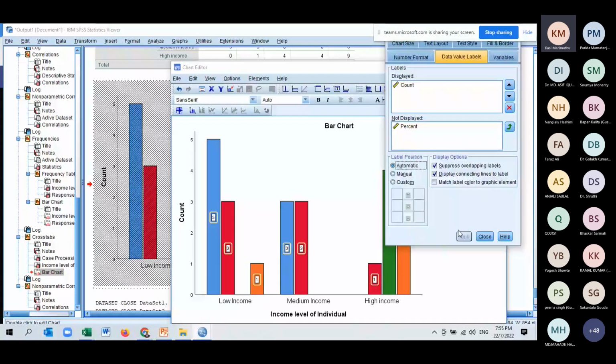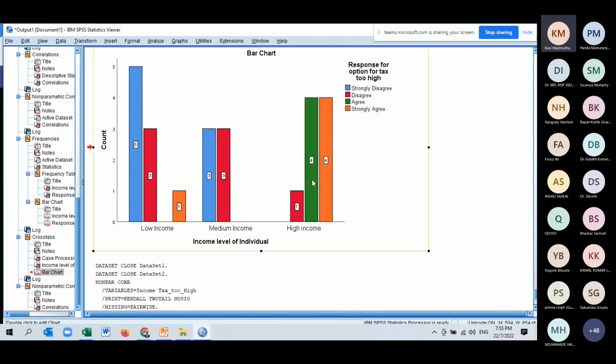Maybe you can put the points so that you come to know. There is only one candidate in high income. He felt taxation is, I don't feel, strongly, sorry, this is a disagree. 4 agree and 4 strongly agree. Whereas in medium income, 3 of them felt strongly disagree and disagree. Whereas in the low income, only one candidate felt agree, strongly agree.